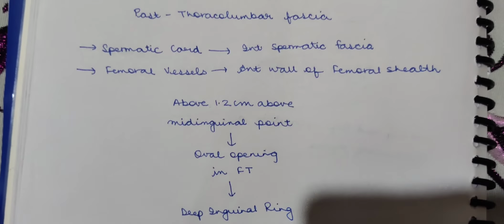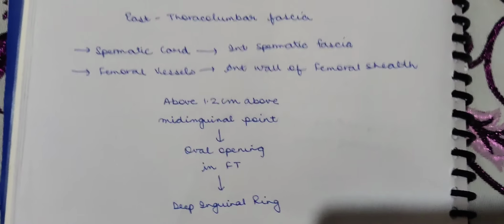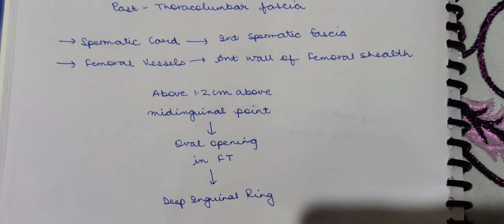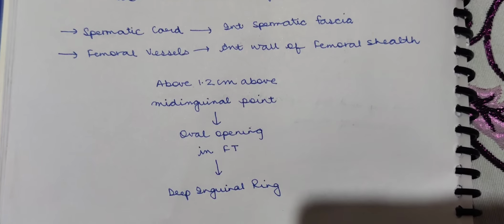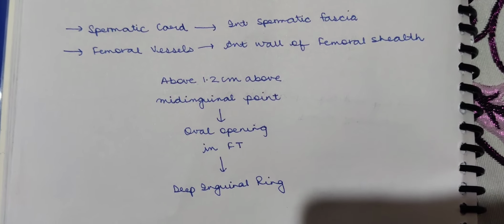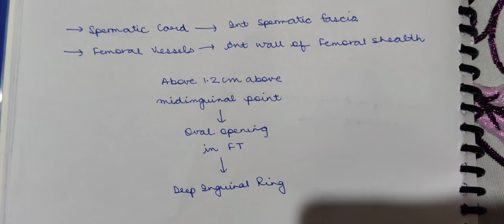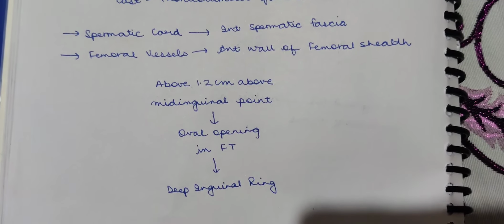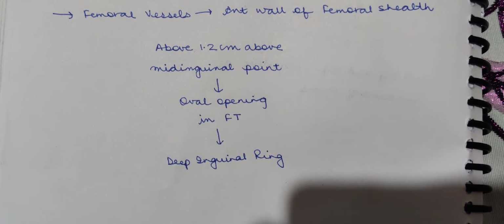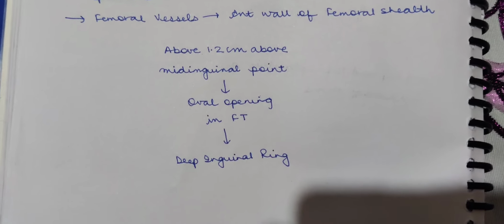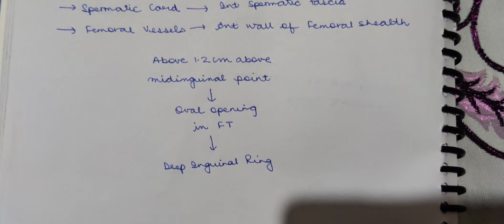The spermatic cord is lined by the internal spermatic fascia. So what does this mean? This fascia transversalis in the spermatic cord forms the internal spermatic fascia, and in the femoral vessels it forms the anterior wall of the femoral sheath. In the fascia transversalis, there is an oval opening known as the deep inguinal ring.